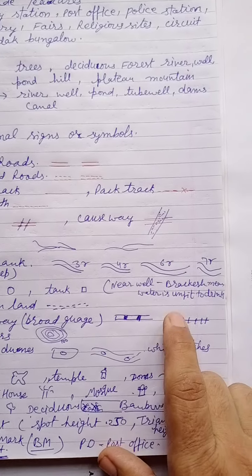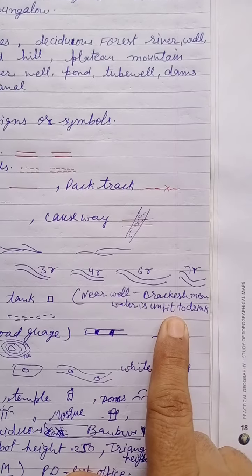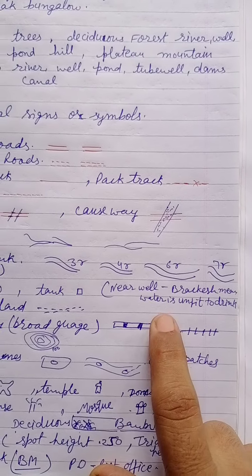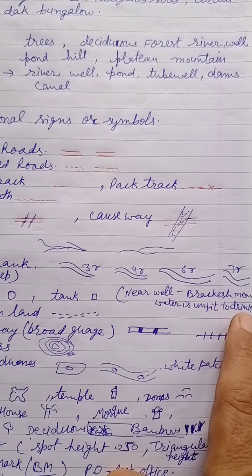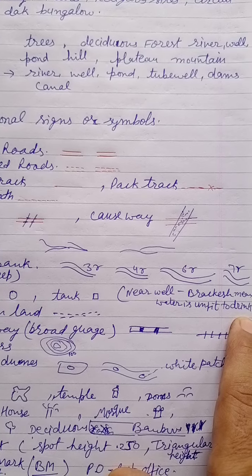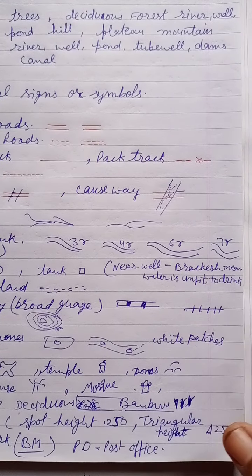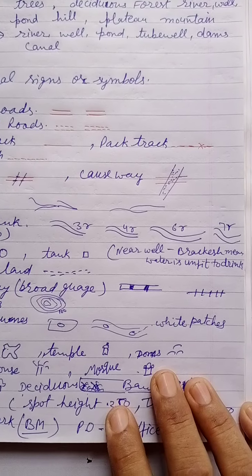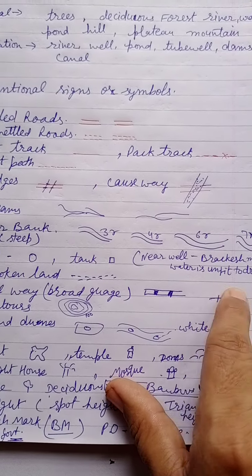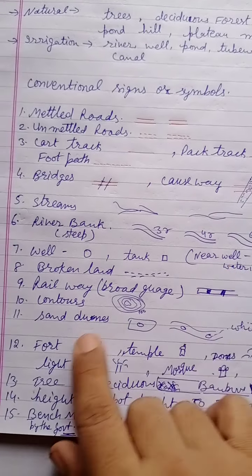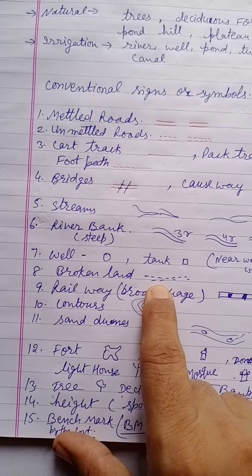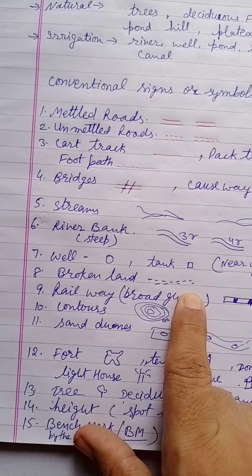Near a well, it is written "brackish" there itself. It means the water is not fit to drink. It is usually used for irrigation or other things, not for people to drink. That is why brackish is written. Broken land is marked like this, in such a way.